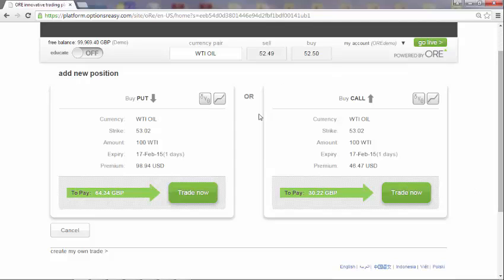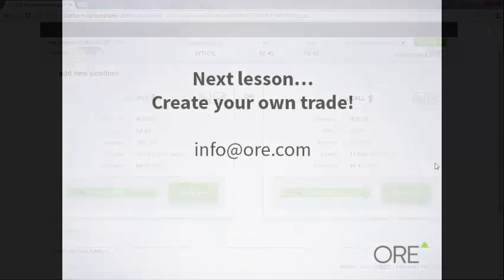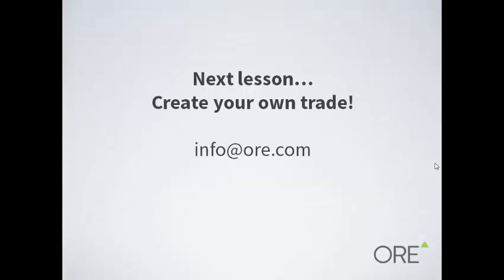Now you may have noticed in this mode you cannot choose the strike, amount and expiry. These are always fixed. But when you are ready, you can go up to the next level of trading by clicking this link in the bottom left, Create My Own Trade, to tailor your own option trade. In the next lesson, we'll be looking at the basic mode of trading. Here you can create your own trade.